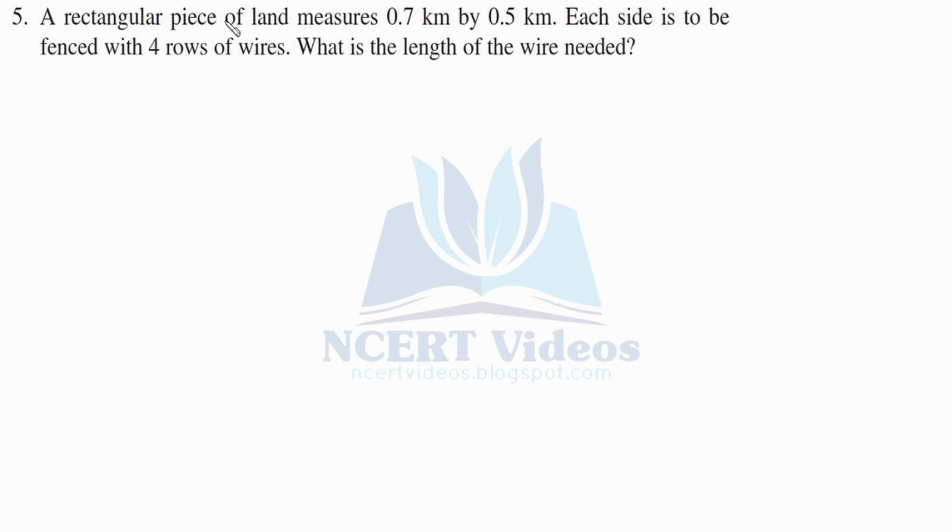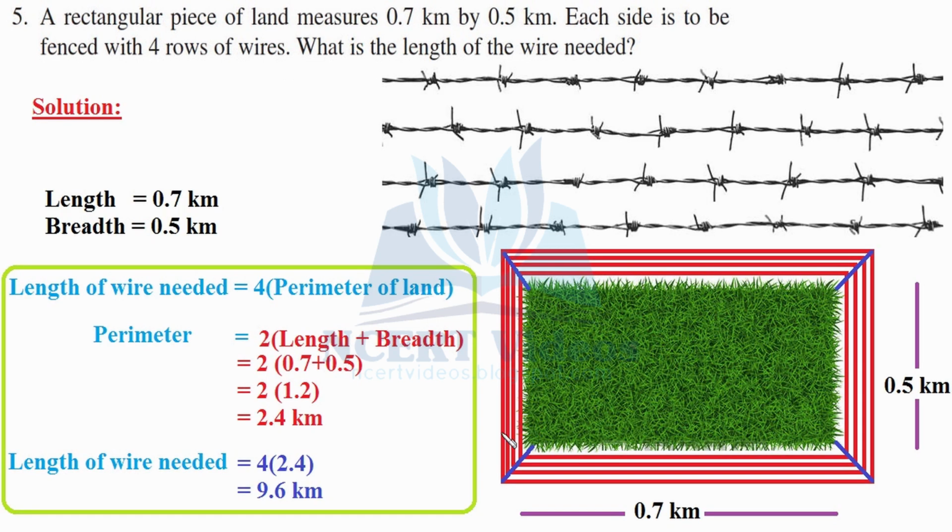Question 5. A rectangular piece of land measures 0.7 kilometer by 0.5 kilometer. Each side is to be fenced with 4 rows of wires. What is the length of the wire needed? So this is a rectangular field having dimensions as given. This is the barbed wire we have to use. We have to use it 4 times. So this is the pole where this 4 times we will surround it.